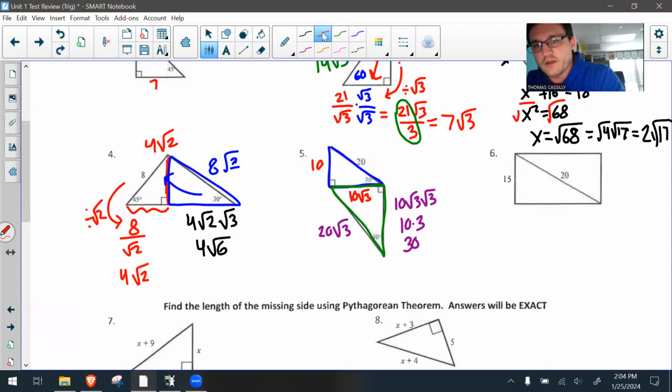And let's go on to this one here. No angles. This, I do have to put a right angle in there. We can't do this unless it's a right triangle. So I am going to put that 90-degree angle in there.